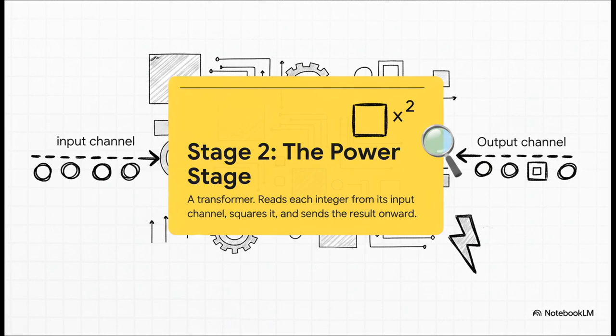It grabs each number as it comes in from the generator, it squares that number, and then it immediately puts the new result onto its own output channel, passing it down the line. It's fast, simple, and runs all on its own.